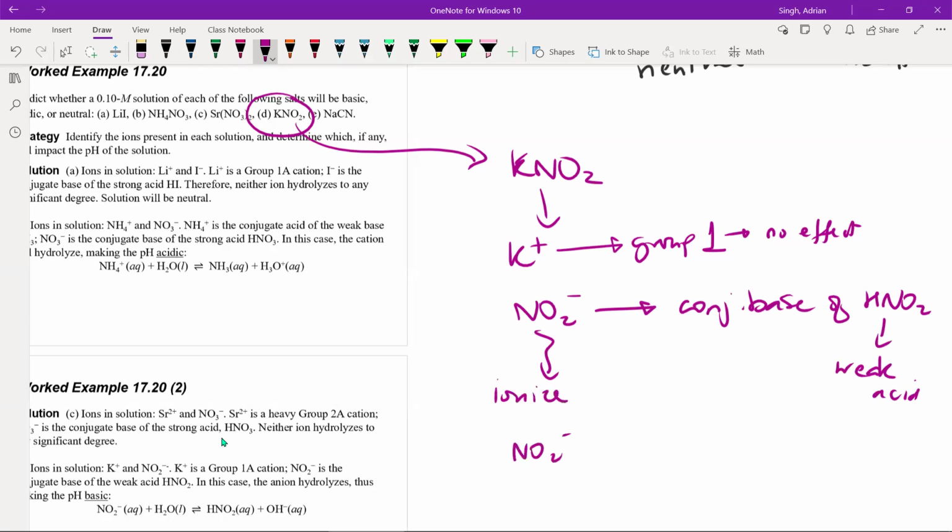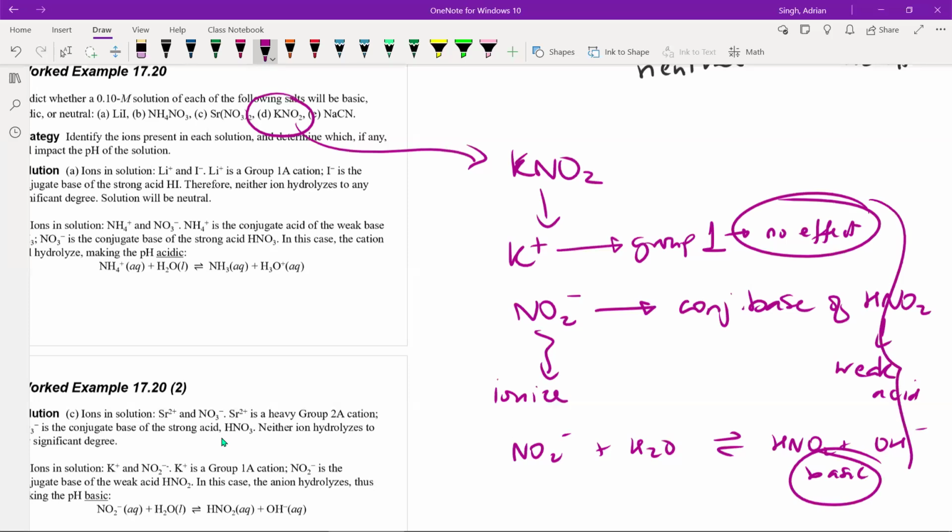So this will actually ionize in solution. So we have NO2 minus, right? We will get the HNO2, and then we'll get the hydroxide. So this will then lead to a basic salt solution, right? So this here will be basic. The other component, the potassium ion, has no effect. So overall, we can say that salt solution is going to be basic.